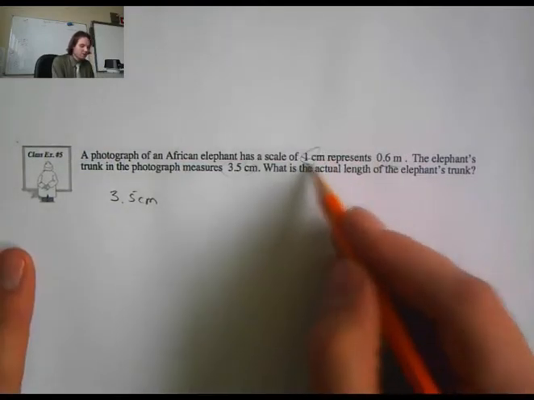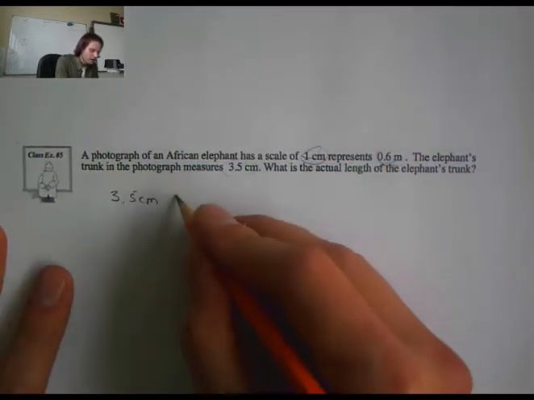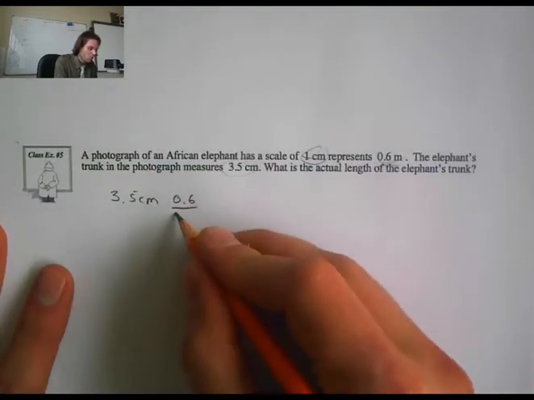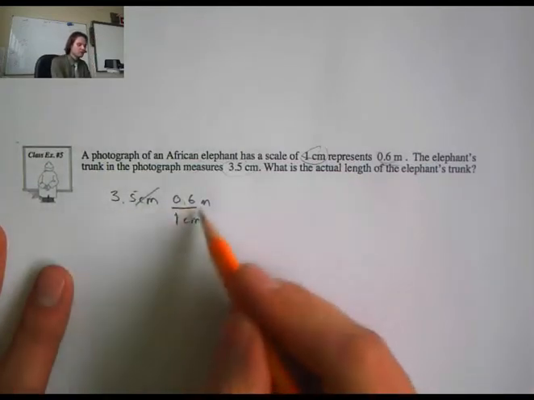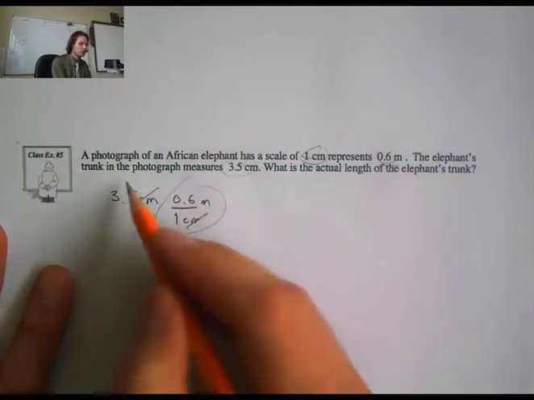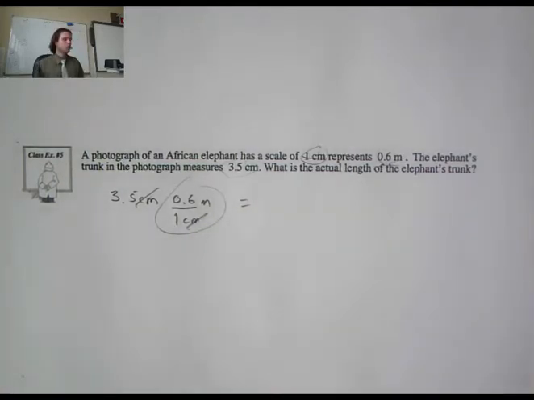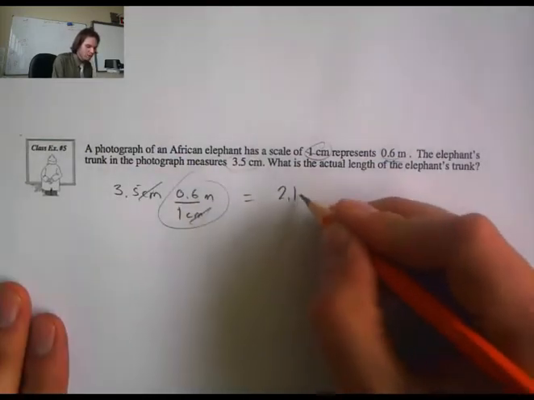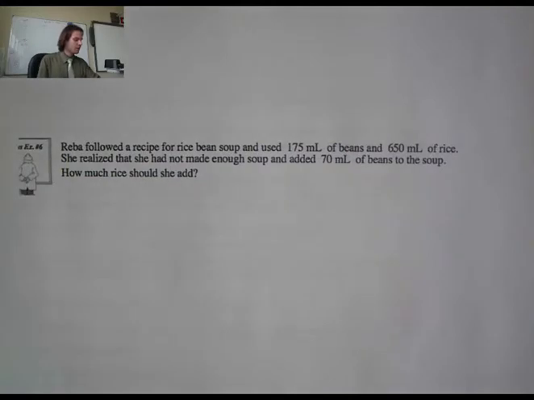And we know 1 centimeter is equal to 6 meters. So I want to times that by 0.6, and then we divide it by 1 centimeter. Okay, so this is my ratio, and we just use my ratios to cancel off. So this is going to be left with 0.6 multiplied by 3.5. So that's going to be 2.1 meters. All right? So let's take a look at my next one.